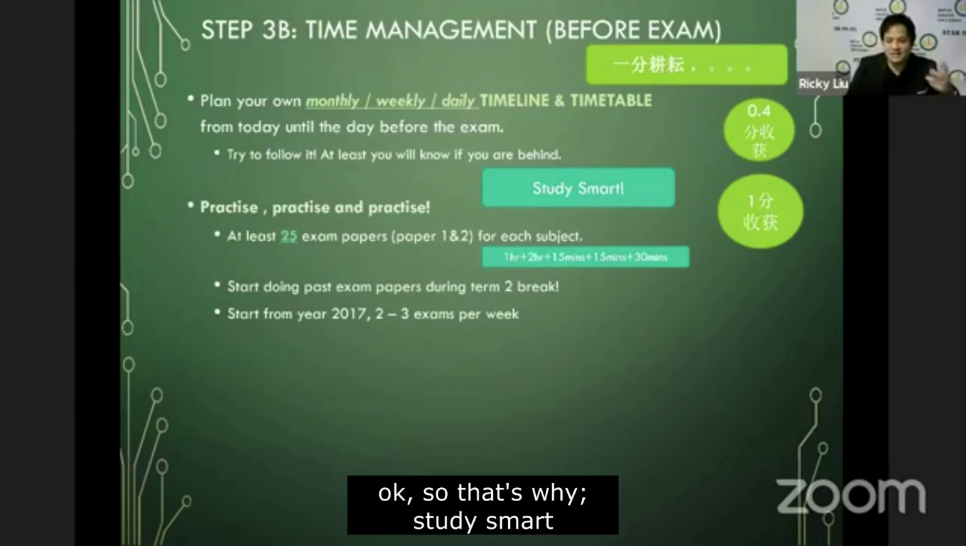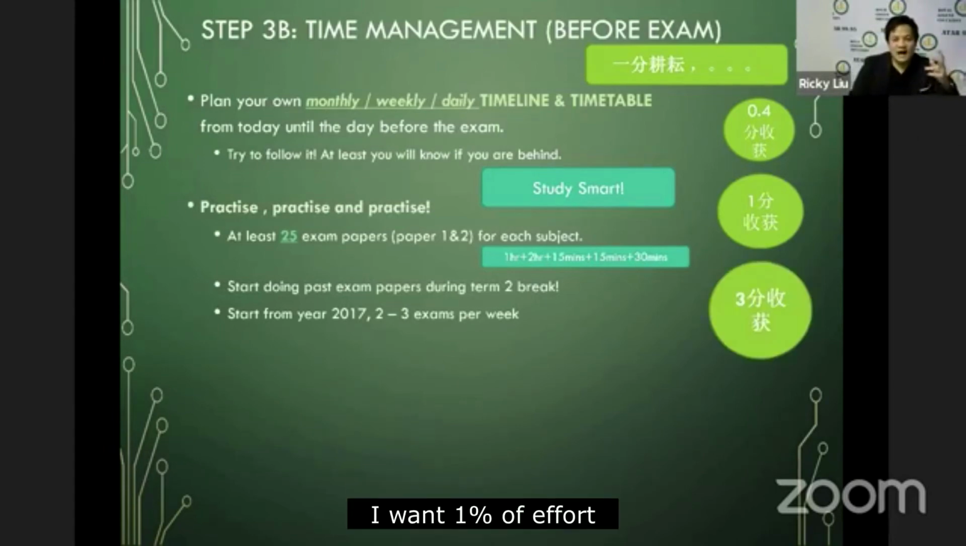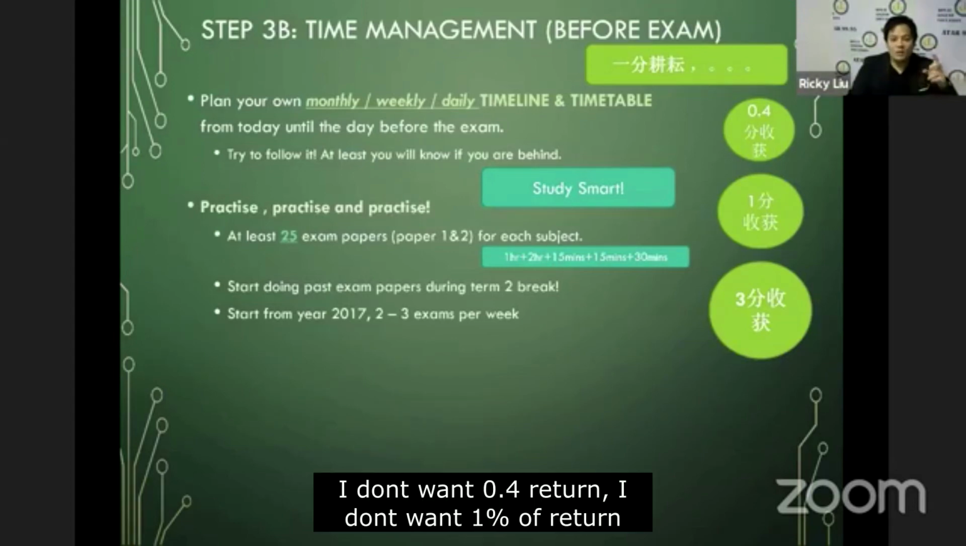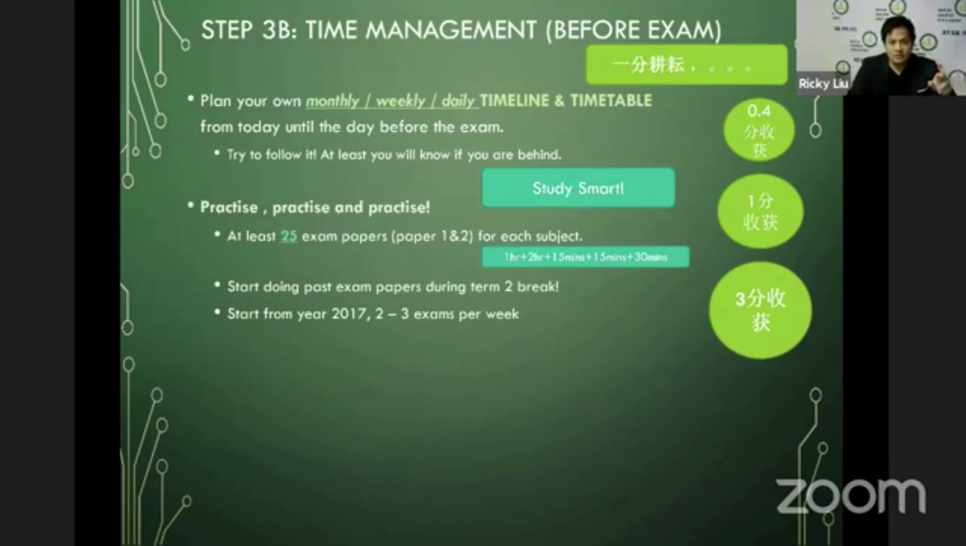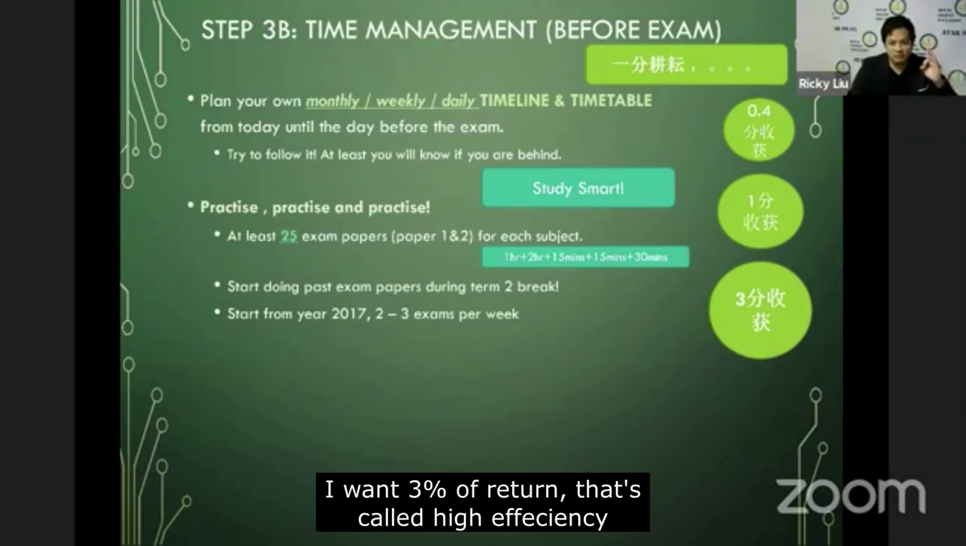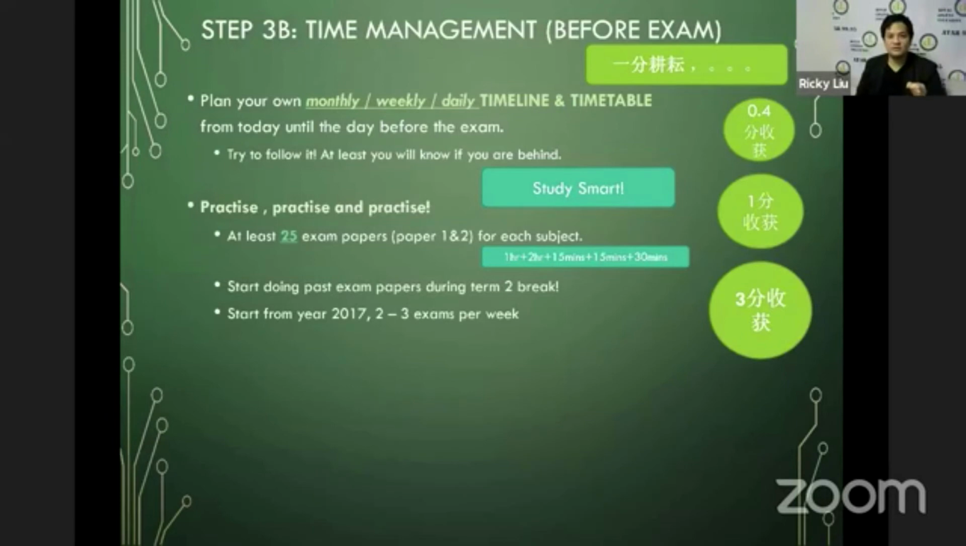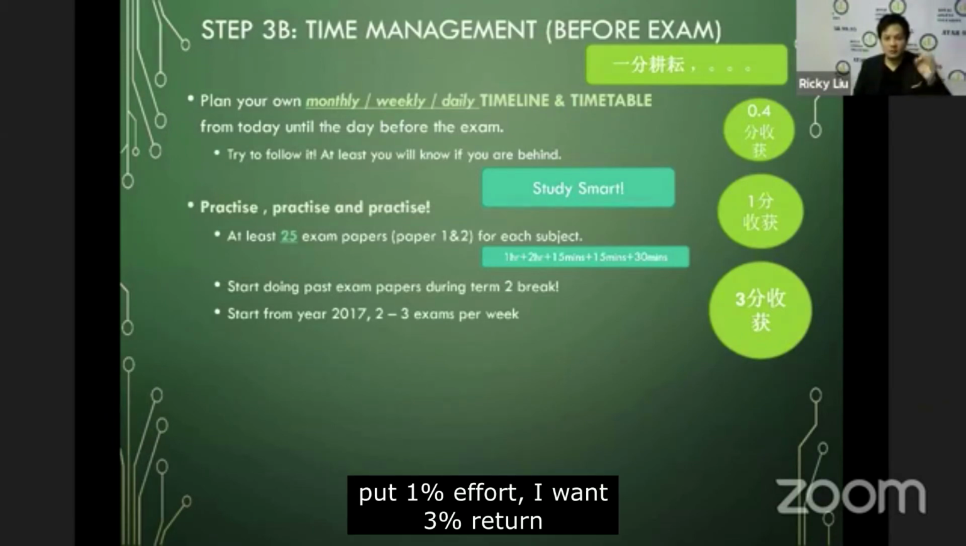Okay, so that's why study smart. I want 1% of effort. I don't want 0.4 return. I don't want 1% return. I want 3% of return. That's called high efficiency. I put 1% effort, I want 3% return.